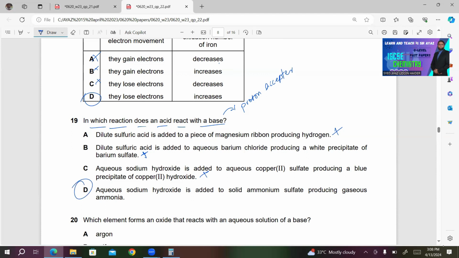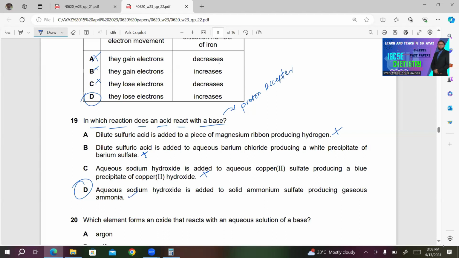When sodium hydroxide is added to solid ammonium sulfate, you'll get gaseous ammonia. So ammonium sulfate is donating a proton. With sodium hydroxide, you're getting hydroxide ion, it's accepting the proton from ammonium. So it must be the right answer.